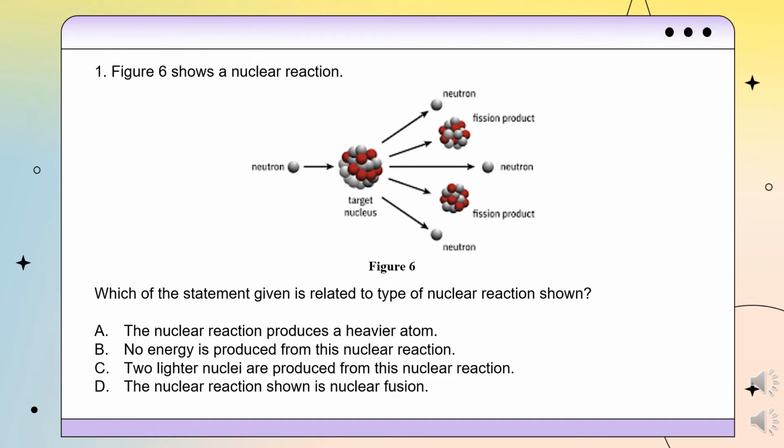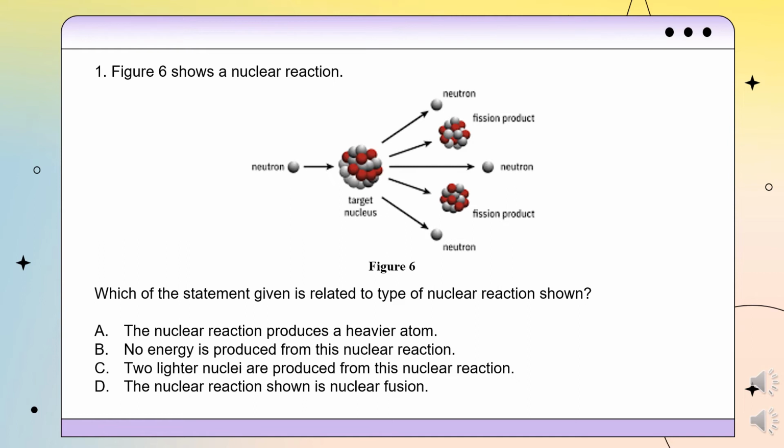To answer this question, first you have to look at the figure carefully. We can see a neutron with an arrow pointing to the target nucleus, or in other words, a neutron is bombarded at the target nucleus and produces two fission products and three neutrons. So, we can conclude that the figure shows the process of nuclear fission. Therefore, we have to choose the answer that is related to nuclear fission.